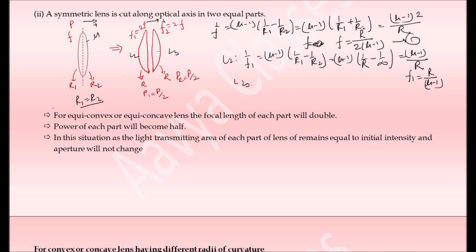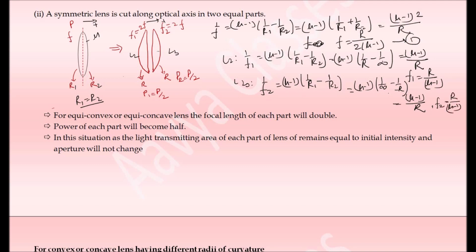Now for this lens L3, 1 by f2 is equal to (mu minus 1) into (1 by r1 minus 1 by r2). Now if you see r1 and r2, then r1 is equal to infinity. The radius of curvature of the first surface is infinity, while the radius of curvature of the second surface is minus r. So from there we get (mu minus 1) into (1 by infinity minus 1 by minus r), that is equal to (mu minus 1) divided by r. So f2 is equal to r divided by (mu minus 1).